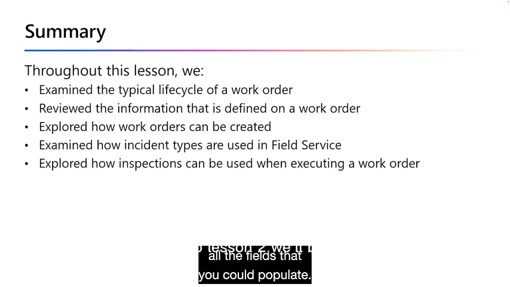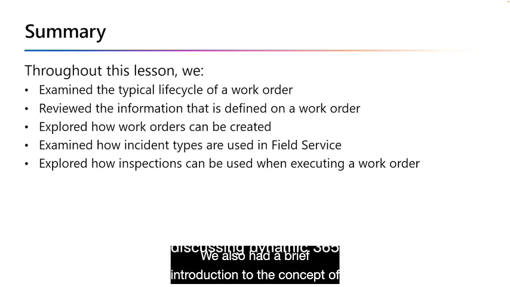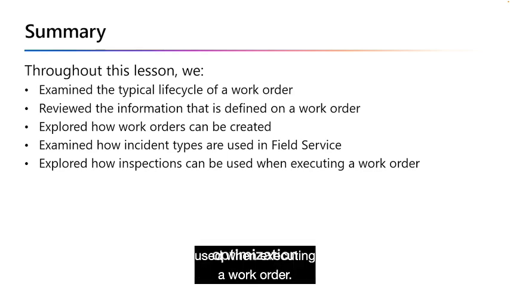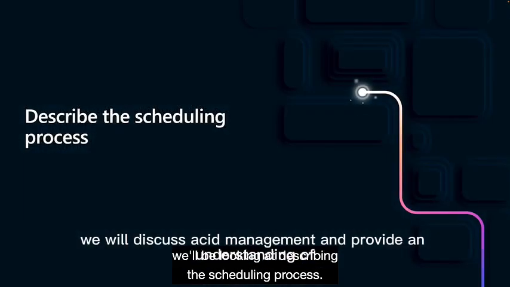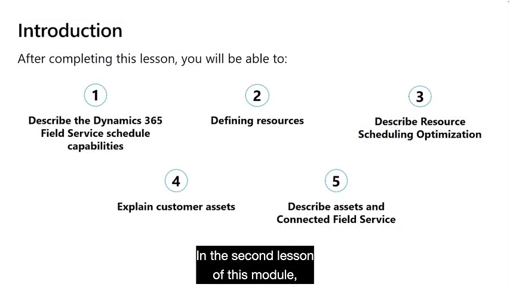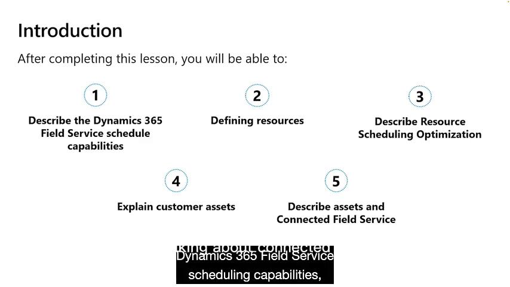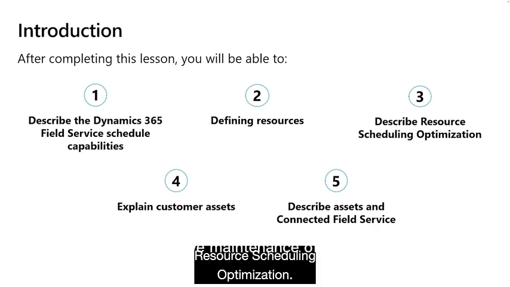Moving on to lesson 2, we'll be looking at describing the scheduling process. In the second lesson of this module, we will start discussing Dynamics 365 field service scheduling capabilities. And then we'll start to understand resource scheduling optimization. Next, we will discuss asset management and provide an understanding of customer assets. Finally, we'll wrap up this lesson by talking about connected field service and how we can extend support from a break-fix model to a proactive maintenance of IoT devices.